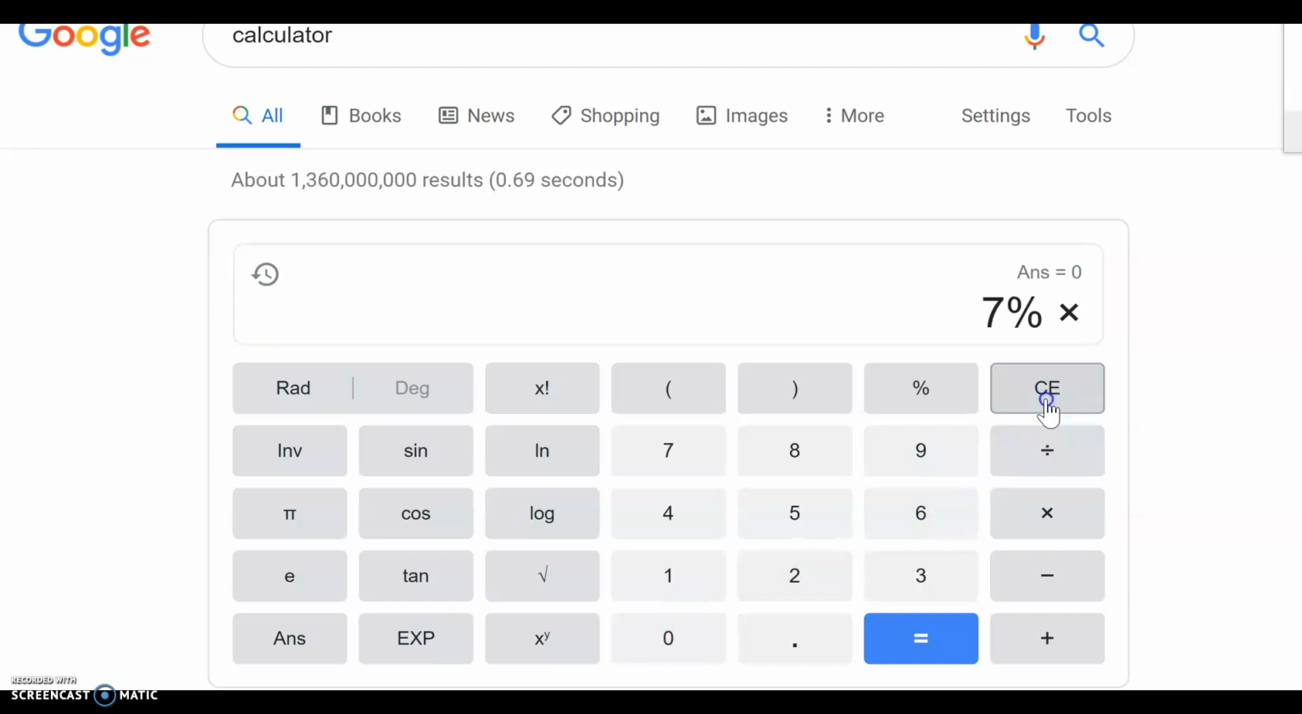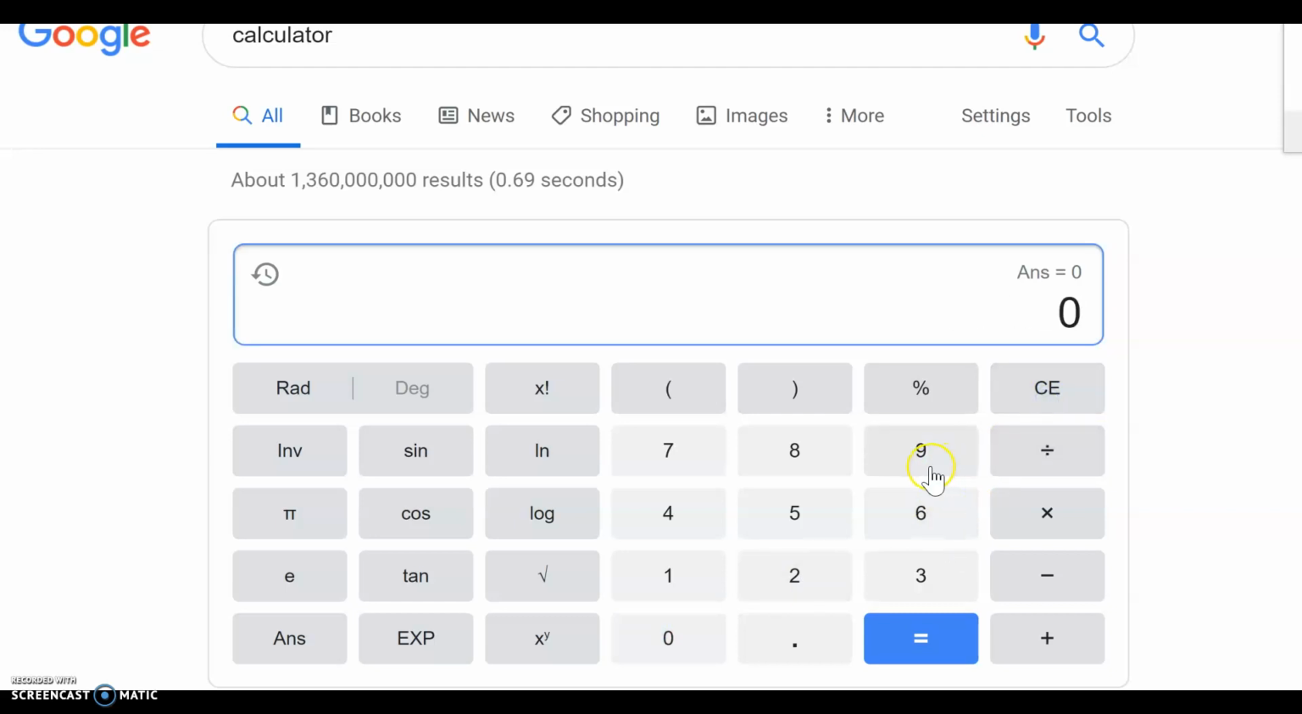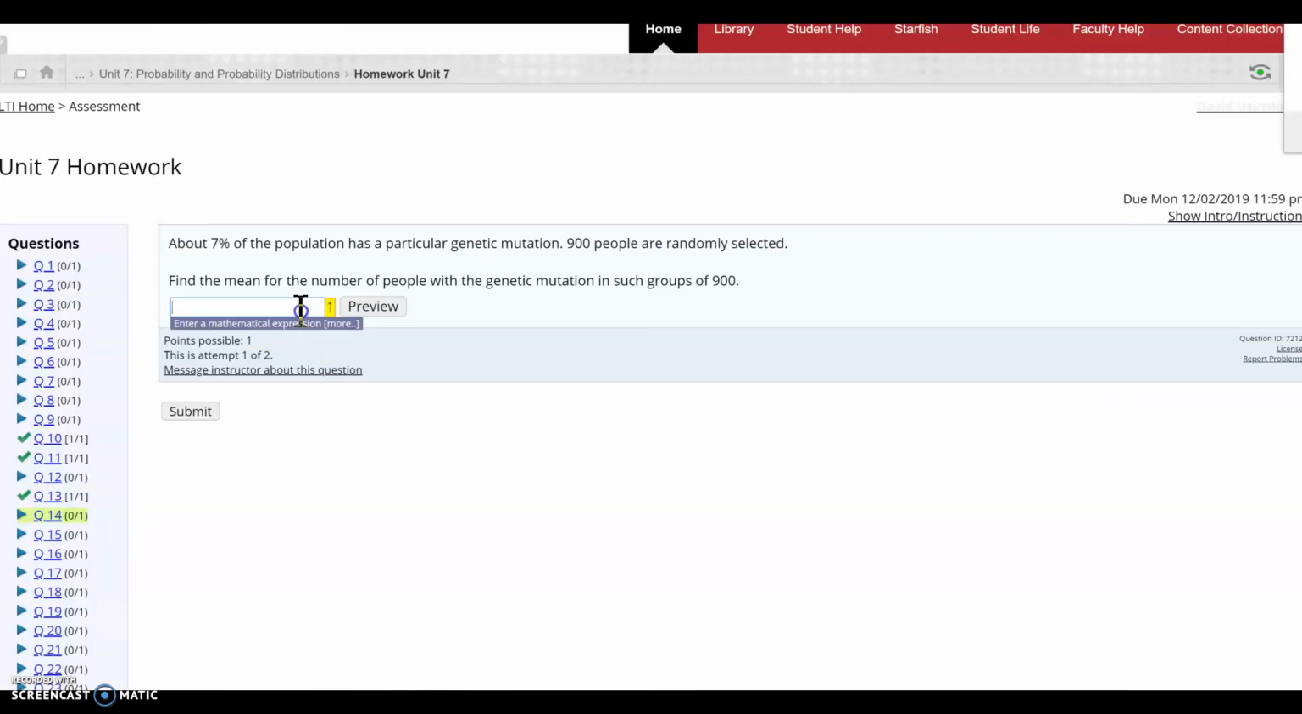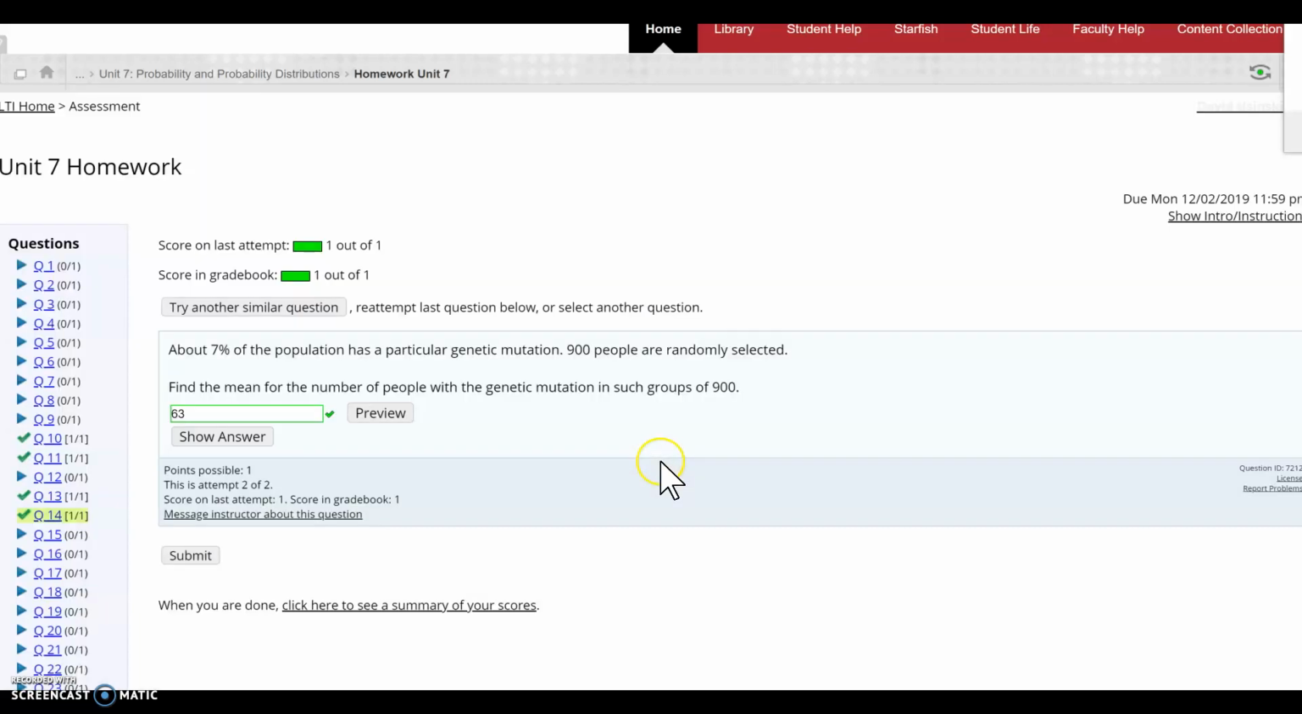All right, hang on, let me do it the way I have the formula written. The formula is written as x, which is my 900, times 7%. Okay, so I hit equals, and I get 63. So back on my homework assignment, I'm going to type in 63, and this should be correct. Yay. Okay, so that should help you with the next question or so.